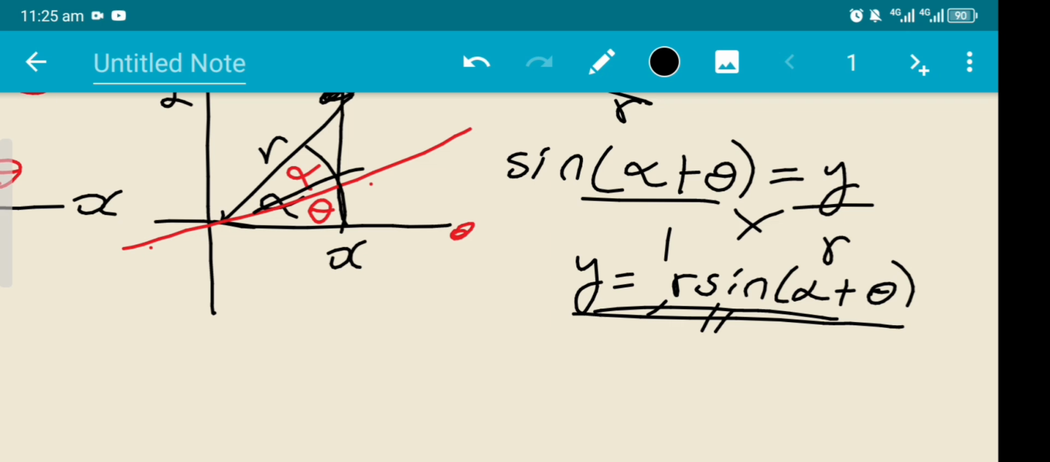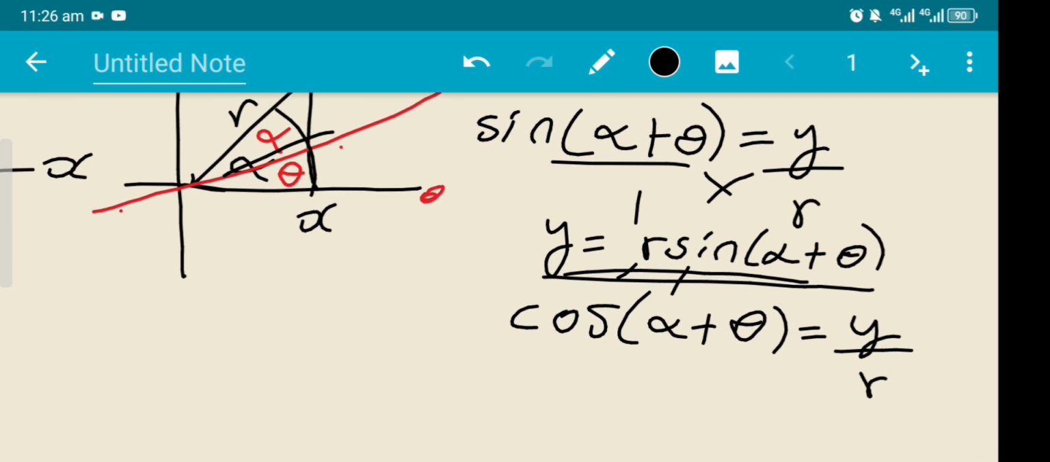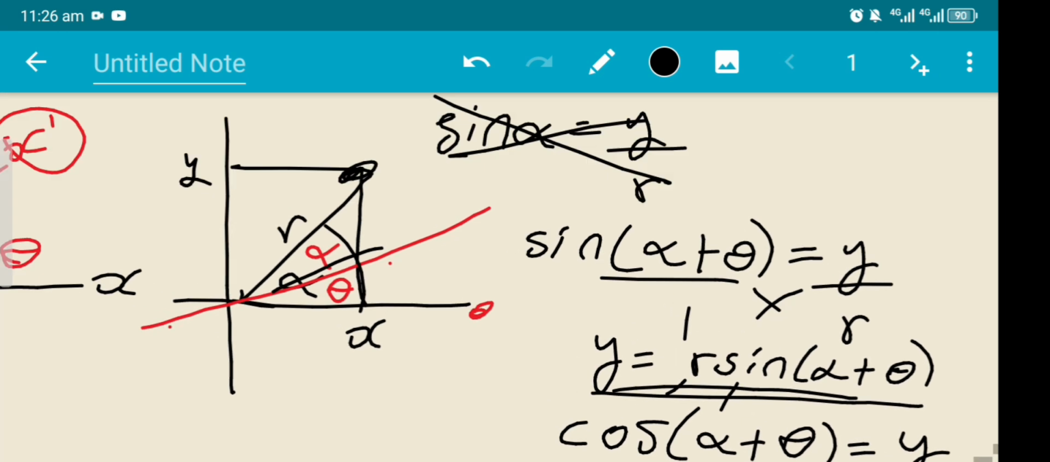Now let's do the same, but for cos. So this would be x, which is the adjacent. Actually, let me just write it down in a nice, common way. So this is cos, adjacent over hypotenuse. So this would be cos of alpha plus theta is equal to the adjacent, which is x, over the hypotenuse, which is r. Now again, the reason why we're using alpha plus theta is because alpha plus theta is what we have here. It is the combination of the two.